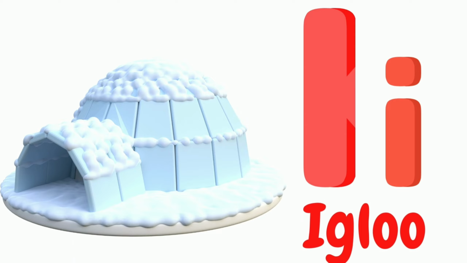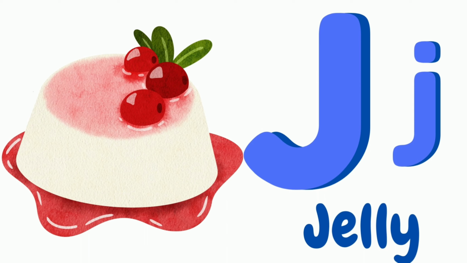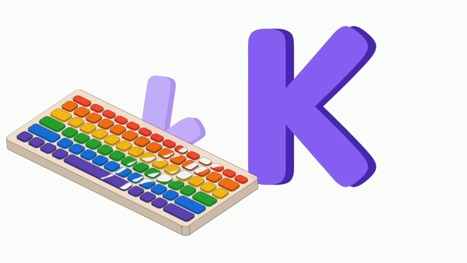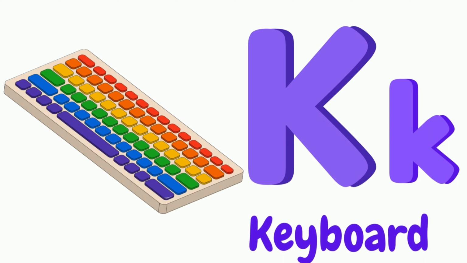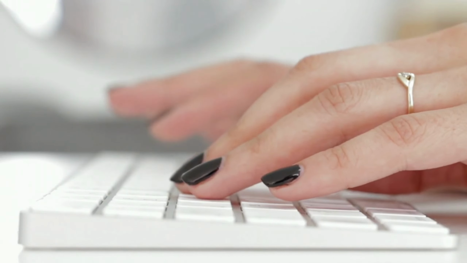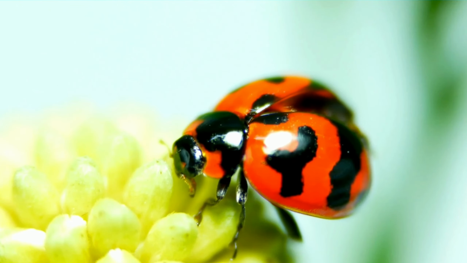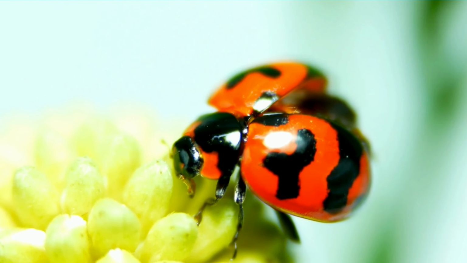I is for igloo. This is an igloo. J is for jolly. This is the jolly. K is for keyboard. This is a keyboard. L is for ladybug. This is a ladybug.